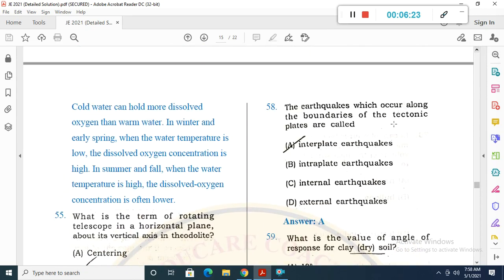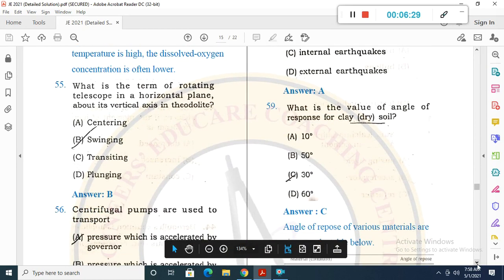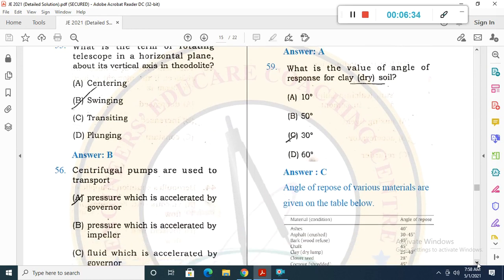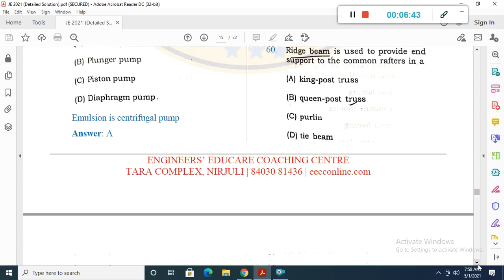Next, the earthquake which occurs along the boundaries of the tectonic plates is known as an interplate earthquake. Option A is the correct answer. What is the value of angle of repose for a clay soil? So for clay soil, the angle of repose is 30 degrees. You have to remember this. And question 60, ridge beam is used to provide end support to the common rafter in a queen post truss.